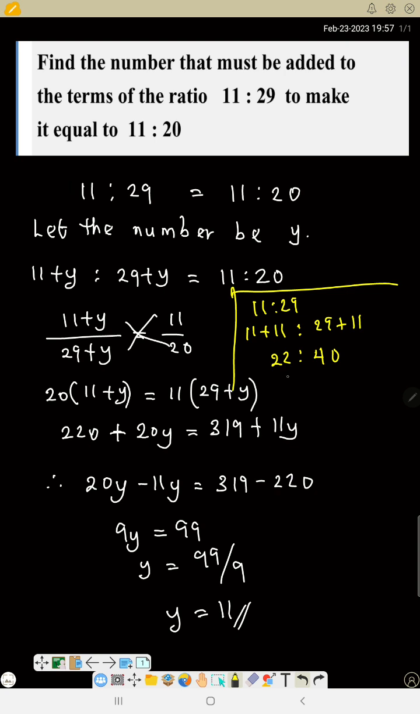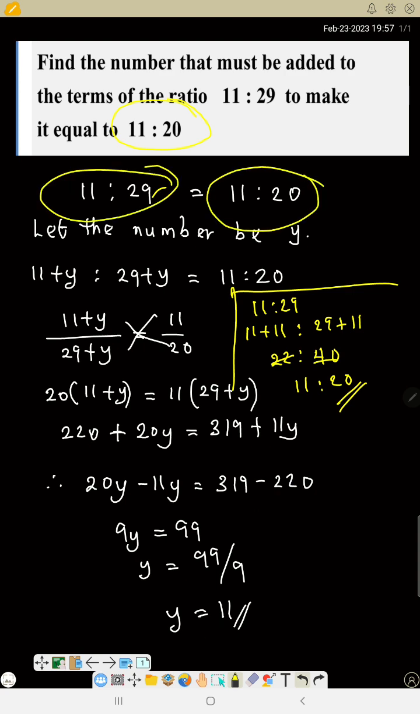So what can go into 22 and 40? 2 in 22, 11. 2 in 40, 20. So it's reduced to 11 ratio 20. So what number must be added to this term of the ratio to change it to this? The number is 11, as you can see. But if this is just an exam question, do I need to pass through this stage? I actually don't need to pass through this stage.